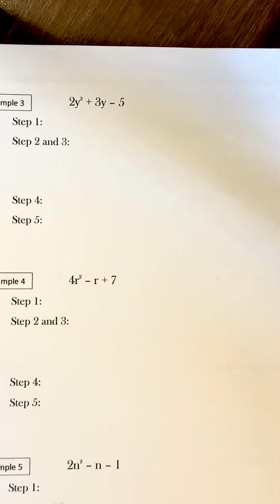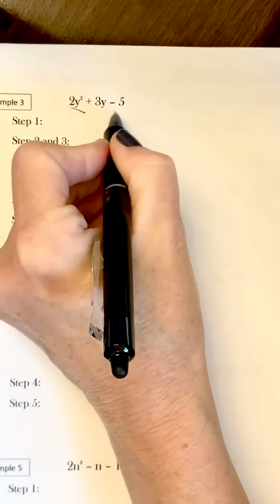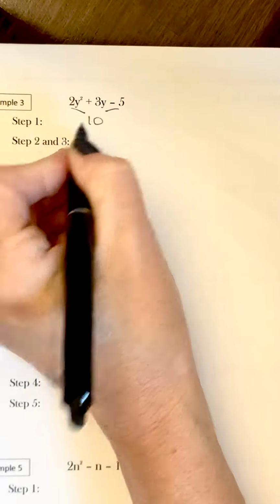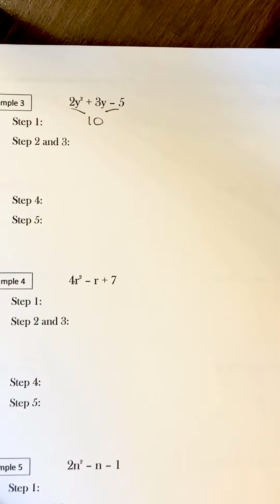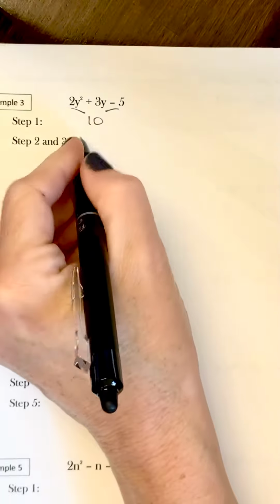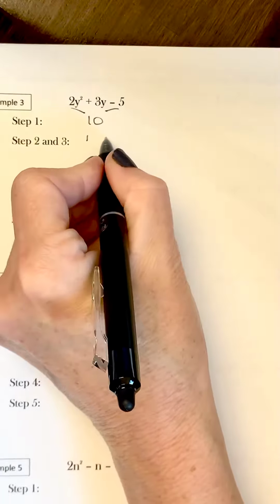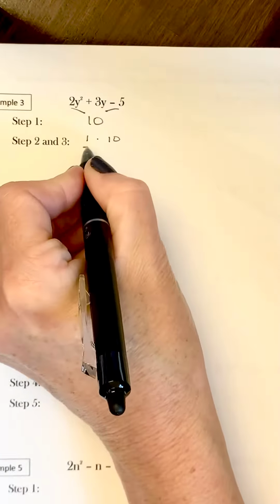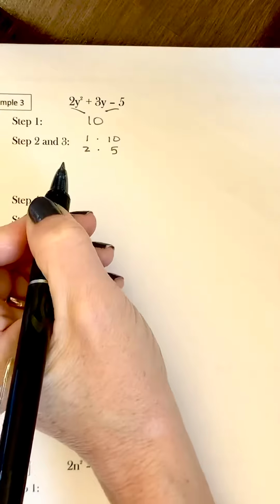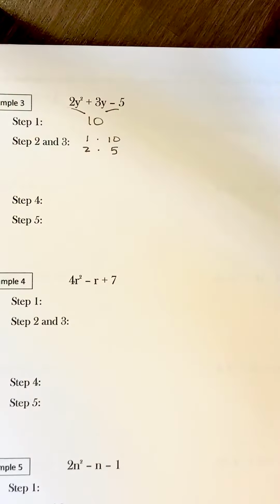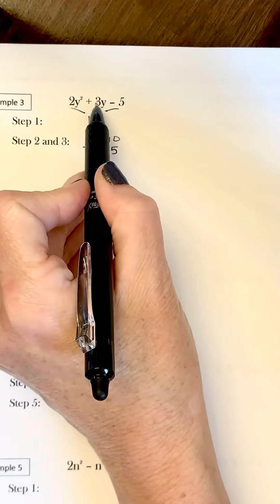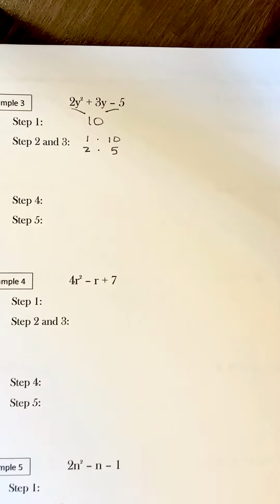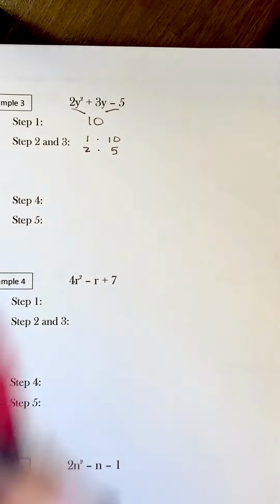Okay, so step 1 said multiply the first and last number together. So we're going to do that and we get a 10. Step 2 is to list the factor pairs of that product. So the factor pairs of 10 are 1 and 10 and 2 and 5. Okay, step 3 is to determine which factor pair combines to give me the middle number of 3. But I also want to use the sign rules that we learned.